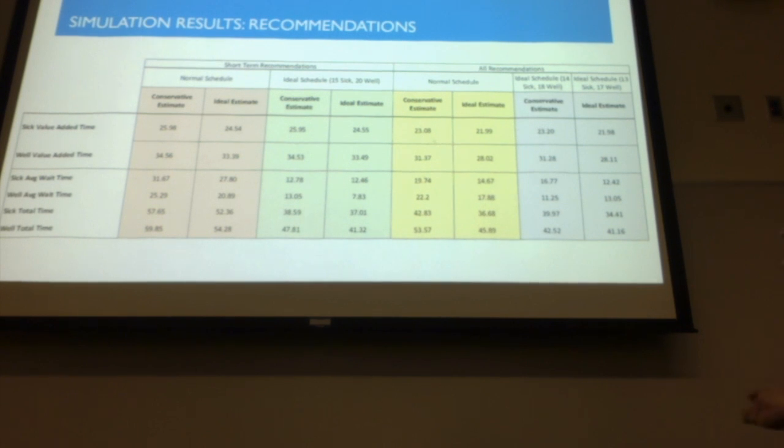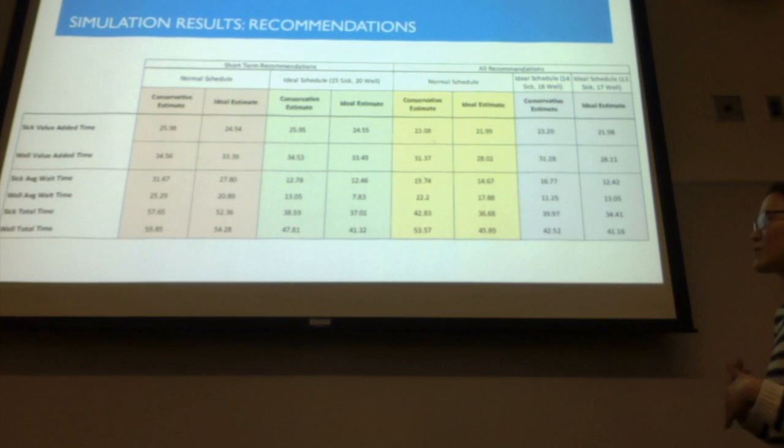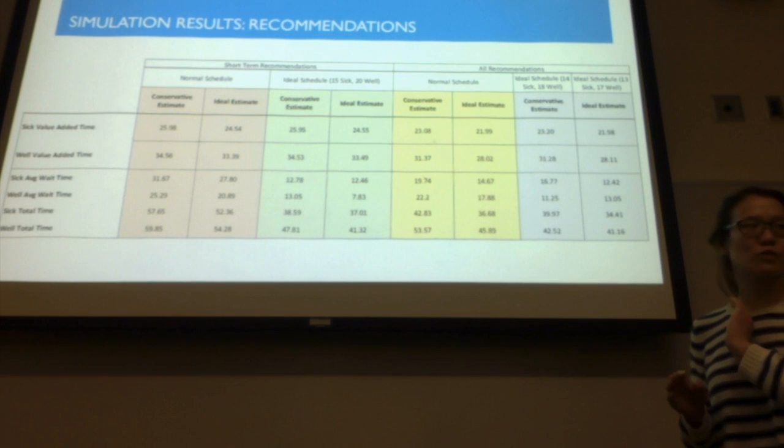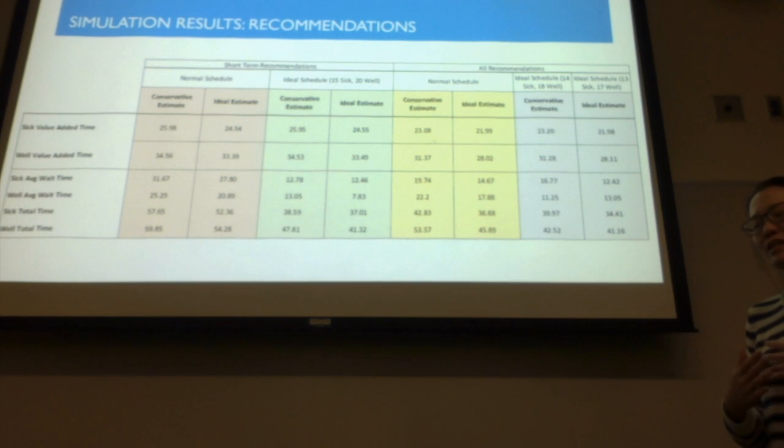For the conservative estimate, it's around 25.98 minutes. For the well, it's 34.56 minutes. The average wait time for sick is 31.67 minutes, and well average wait time is 25.29. The total time for a sick visit is around 57.65 minutes, and well total time is around 59.85 minutes. That is when we run it using our normal schedule, where they're scheduled back to back. The sick appointments are 10 minutes long, and the well appointments are 20 minutes long.